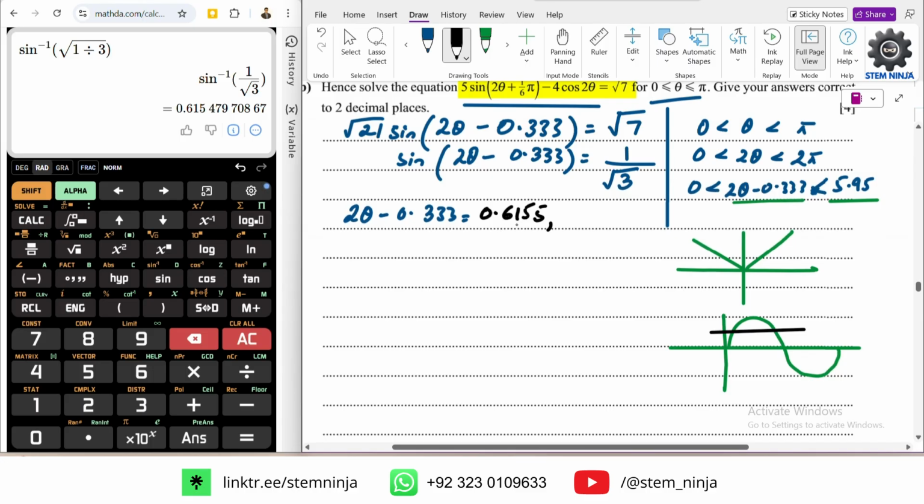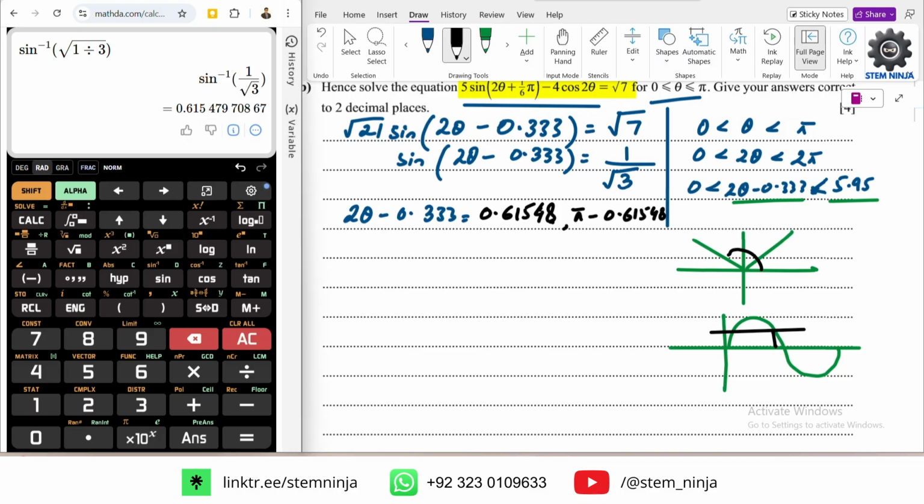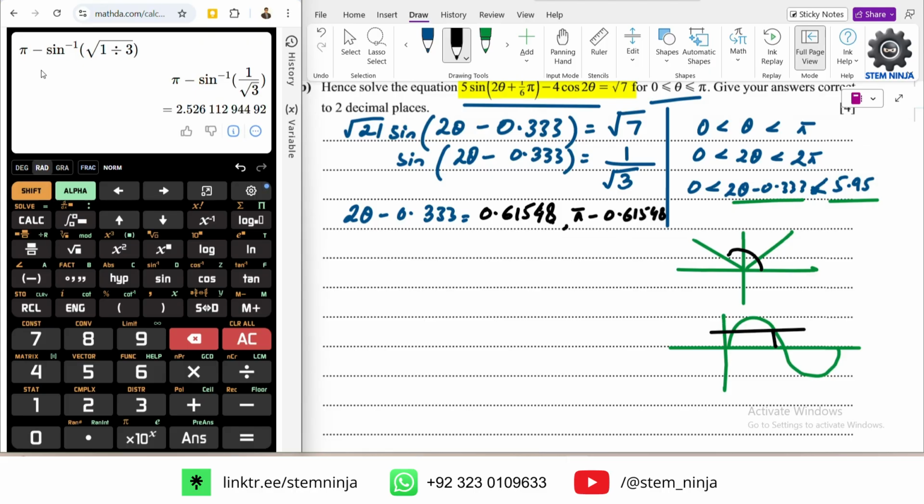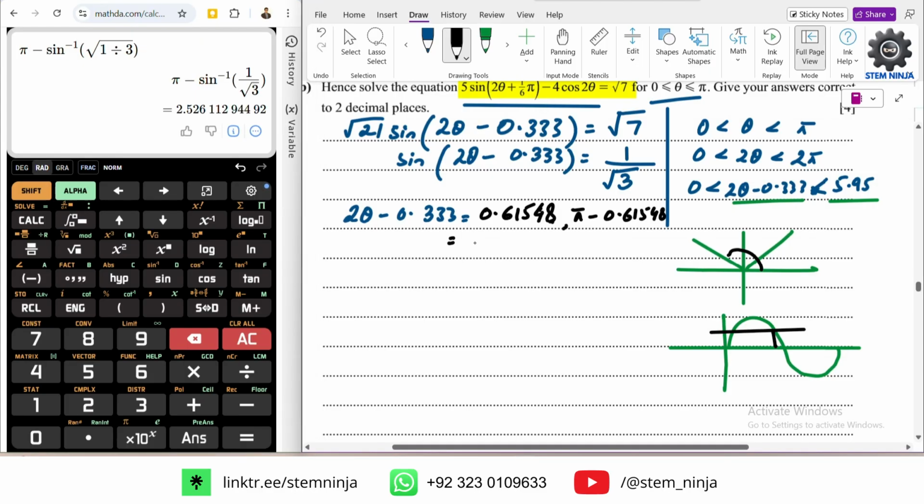you get 0.6155. Since we need 3 decimal places, it's better to write the intermediate answers to more decimal places. So for example, you could do 0.61548 also. And the other one is pi minus that, so pi minus 0.61548 is 2.5261.